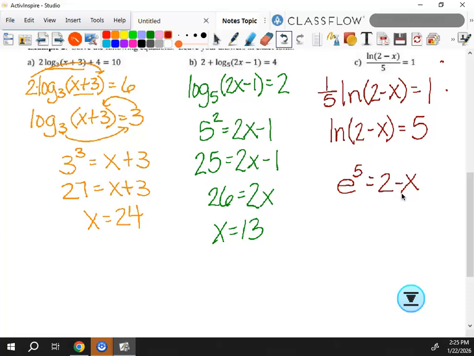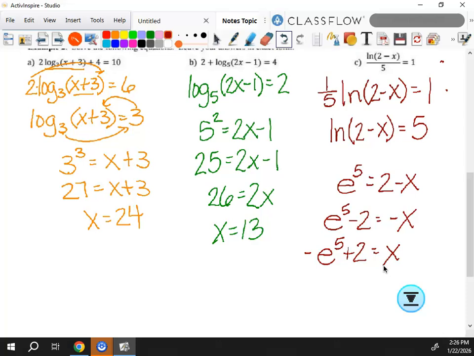Now I would really rather that be x minus 2. Can I just flip them around? No, I can't if I want to be wrong, right? But I just can't do that. All right, so I'm going to subtract 2, so I get e to the 5th minus 2 equals negative x. Divide by negative 1, so I get negative e to the 5th plus 2 equals x. Okay. And if you had 2 minus e to the 5th, that'd be totally fine too.